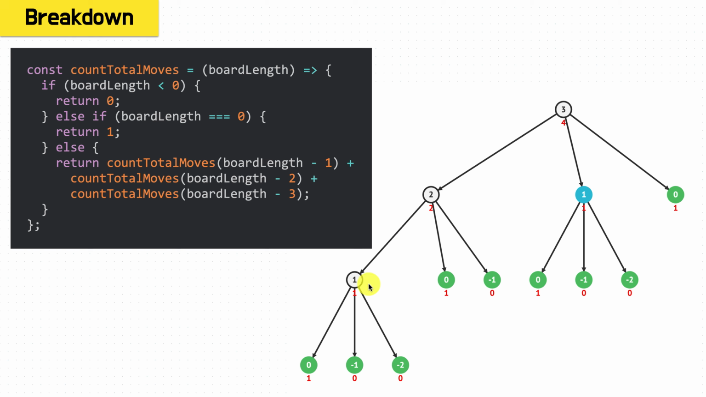Then at 2, we have the answer to this subproblem, and then 2 base cases. When we subtract 2, it's 0, so we return 1. And then when we subtract 3, it's -1, and we return 0. So we have 1 plus 1 is 2. And then we've already seen the answer to 1 is 1, and 3 minus 3 is another base case, which is 0 and returns 1. So we have 1 plus 1 plus 2 is 4. And we already know this is the number of moves for a board length of 3.